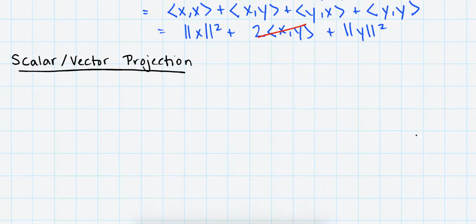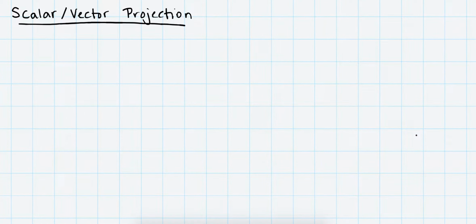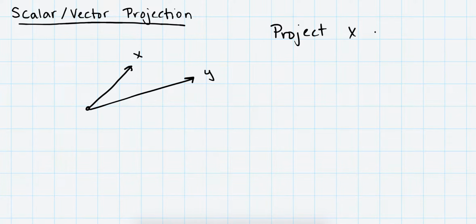The next topic I want to talk about is scalar and vector projection. So suppose we have two vectors, x and y. Let's say this one's x and this one's y. And y doesn't have to be longer than x, it could be shorter. We want to project x onto y. Now I'm going to go through all the details of this. You don't have to memorize the details. You just need to know the formulas. You don't really have to memorize the formulas either, but you do need to be able to work with them.